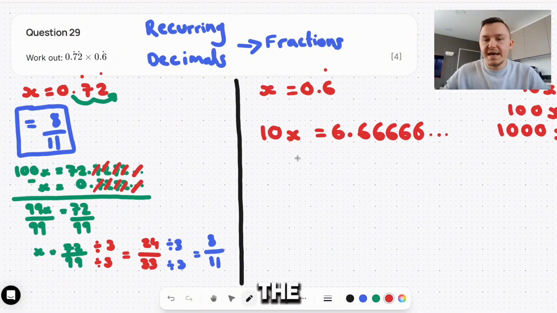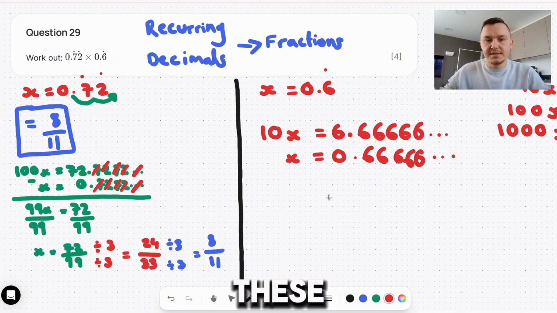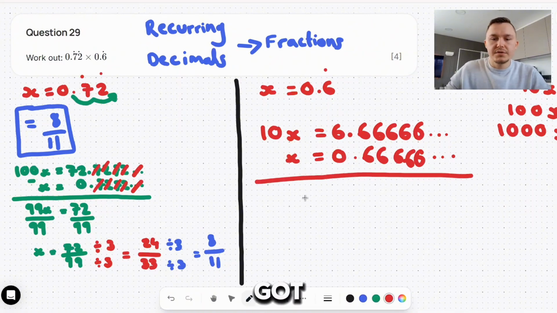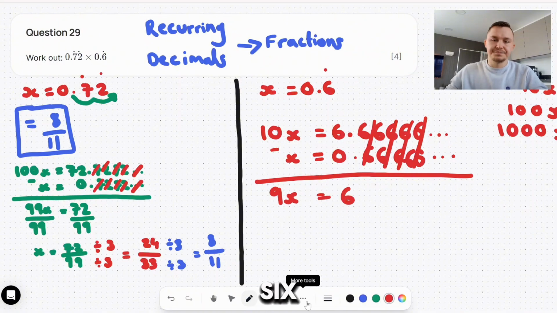And I write down the x value underneath it, just as before. So that was 0.6 recurring. You don't have to write all of these out, I'm just demonstrating. And then we subtract these. So I've got 9x, because 10x minus x is 9x, is equal to, all of these recurring decimals will cancel out, and I'm left with 6.